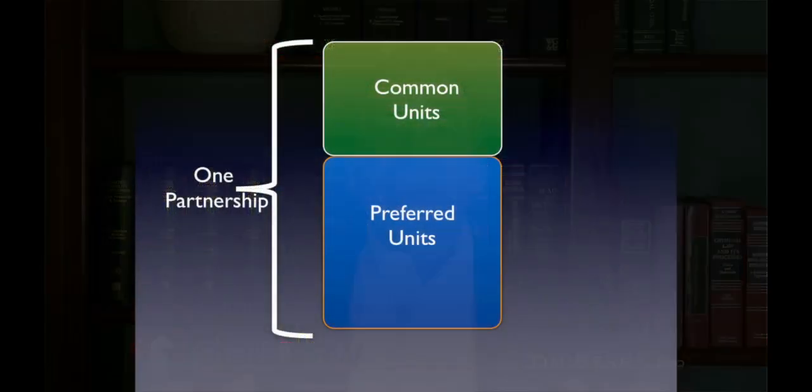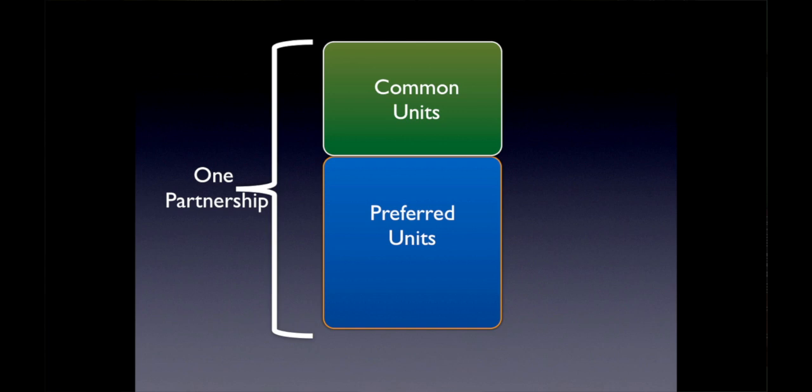You're going to have two different classes of ownership within a partnership. And by the way, whenever I say partnership, this could be a limited partnership, it could be a general partnership, it could be a limited liability company. It really doesn't matter. But I'm just going to call it preferred partnership just to keep it simple right now. So with this preferred partnership, we're going to have two different classes of ownership. We're going to have the preferred units and we're going to have the common units inside this partnership.